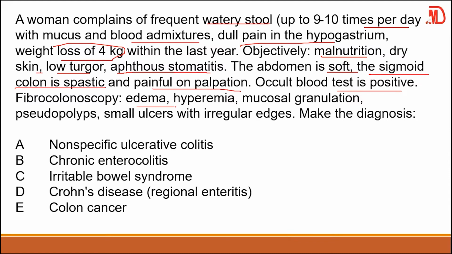Fibrocolonoscopy shows edema, hyperemia, mucosal granulation, pseudopolyps, ulcers with irregular edges. Name your diagnosis. Of course, I know many of you will be thinking of a differential in your mind, whether it is shigellosis or what? Ulcerative what? Colitis. And I believe we have distinguished between these two sort of diseases.